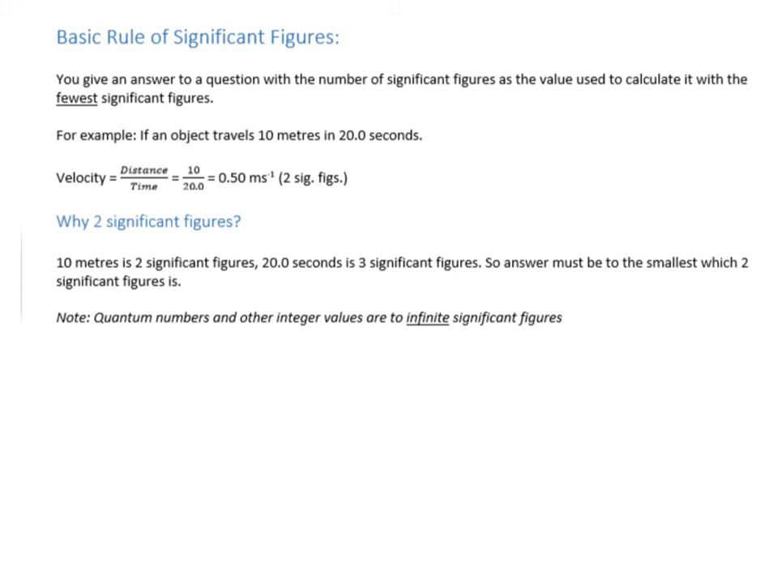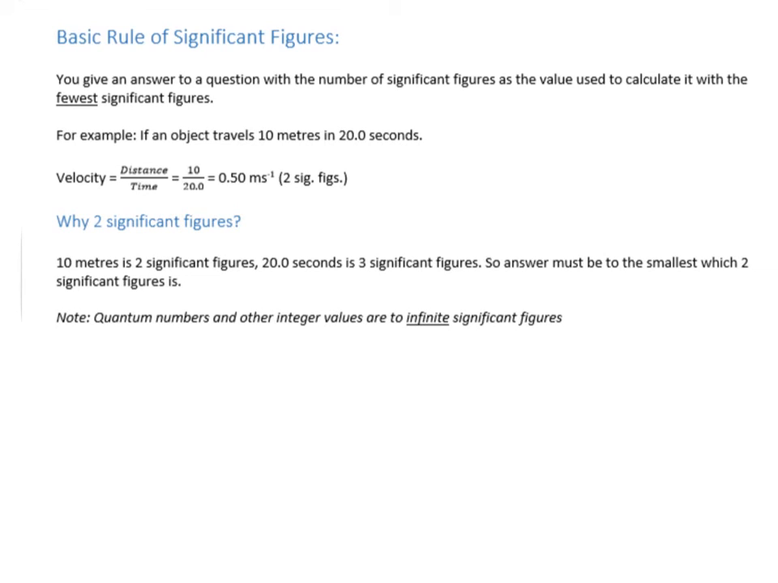So why is it given to 2 significant figures? Let's look at the information you've been given. 10 meters is to 2 significant figures, 20.0 is to 3. And the rule is that you use the fewest number of significant figures you've got. So the smallest is 2, which is why we give the answer to 2 significant figures.